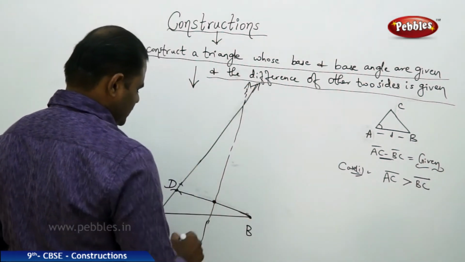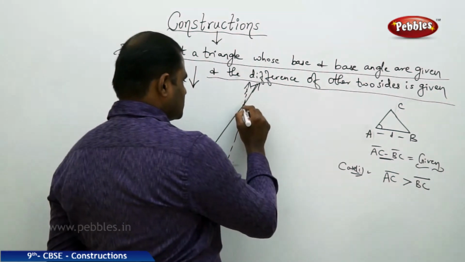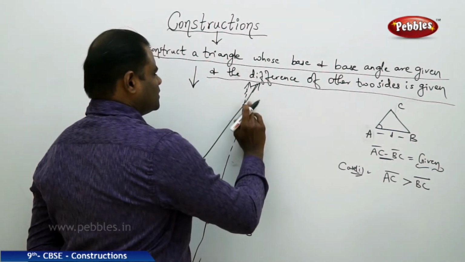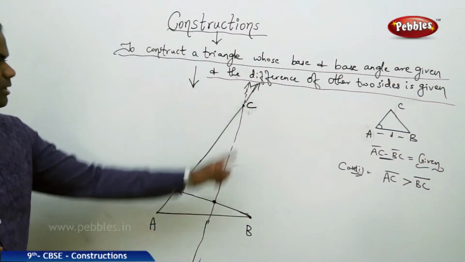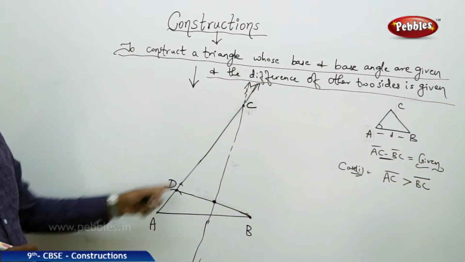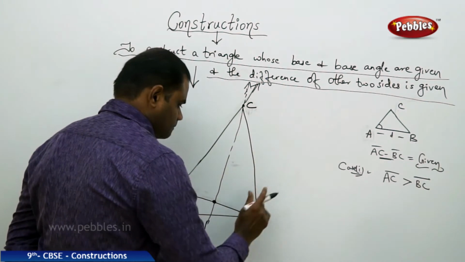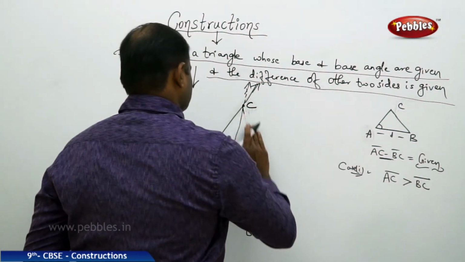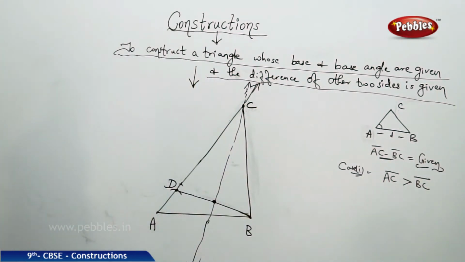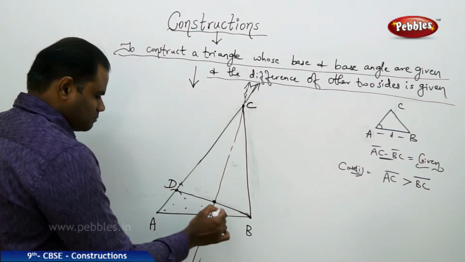Which cuts exactly at a certain point. So let's say this perpendicular bisector meets the ray at C. So I get the point C cutting the ray at point C. I join BC with a straight line. And then I get a triangle ABC, which is clearly obtained as shown by the dotted line.